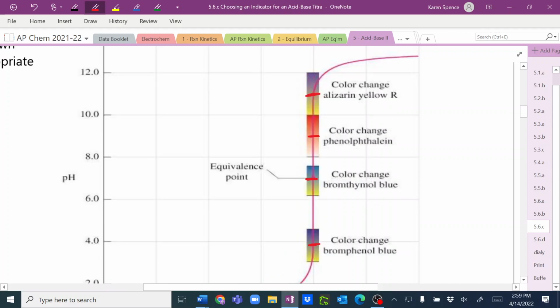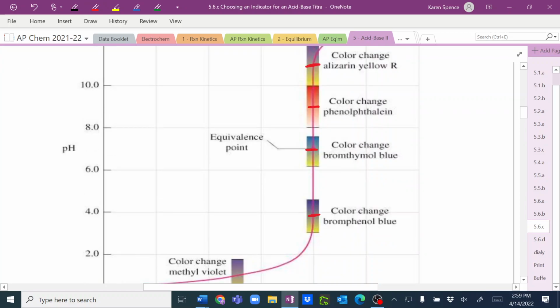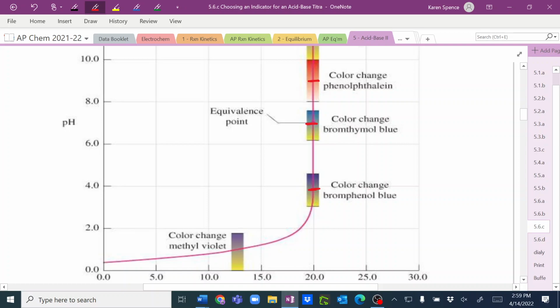Alizarin yellow, you know, you're getting close to a danger zone there, yes? Because you can see the pH is starting to change, our volume is starting to change a lot. So I would say bromphenol blue is almost in that danger zone. Tend to go with something in the middle of that range.